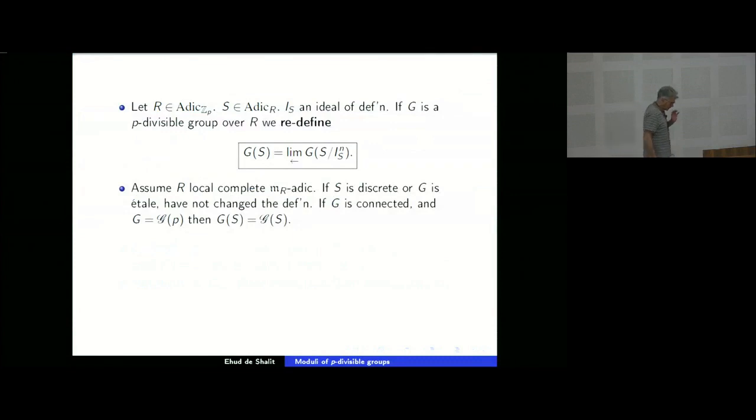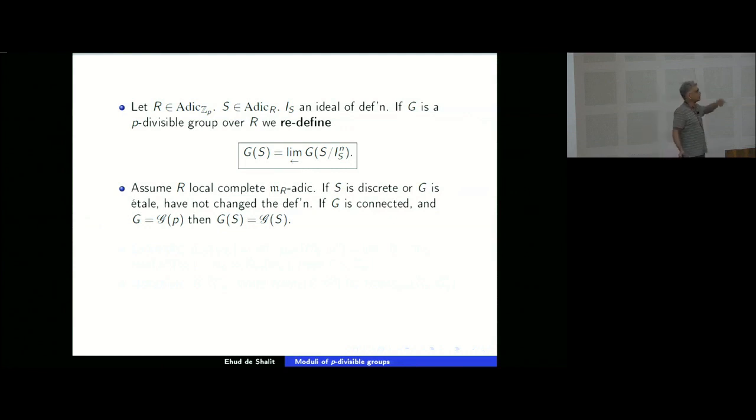But there's one annoying point, and this is that the notion of points is not always the same, so we actually redefine the notion of points for a p-divisible group. So let R be now an adic ring over Zp, and S an adic ring over R, and let's take any ideal of definition IS of S, and if G is a p-divisible group over R, we redefine G of S to be the inverse limit of G of S over IS to the n. So in S over IS to the n, you lost the topology. It's a discrete ring. If S was discrete to begin with, you have not changed the definition.